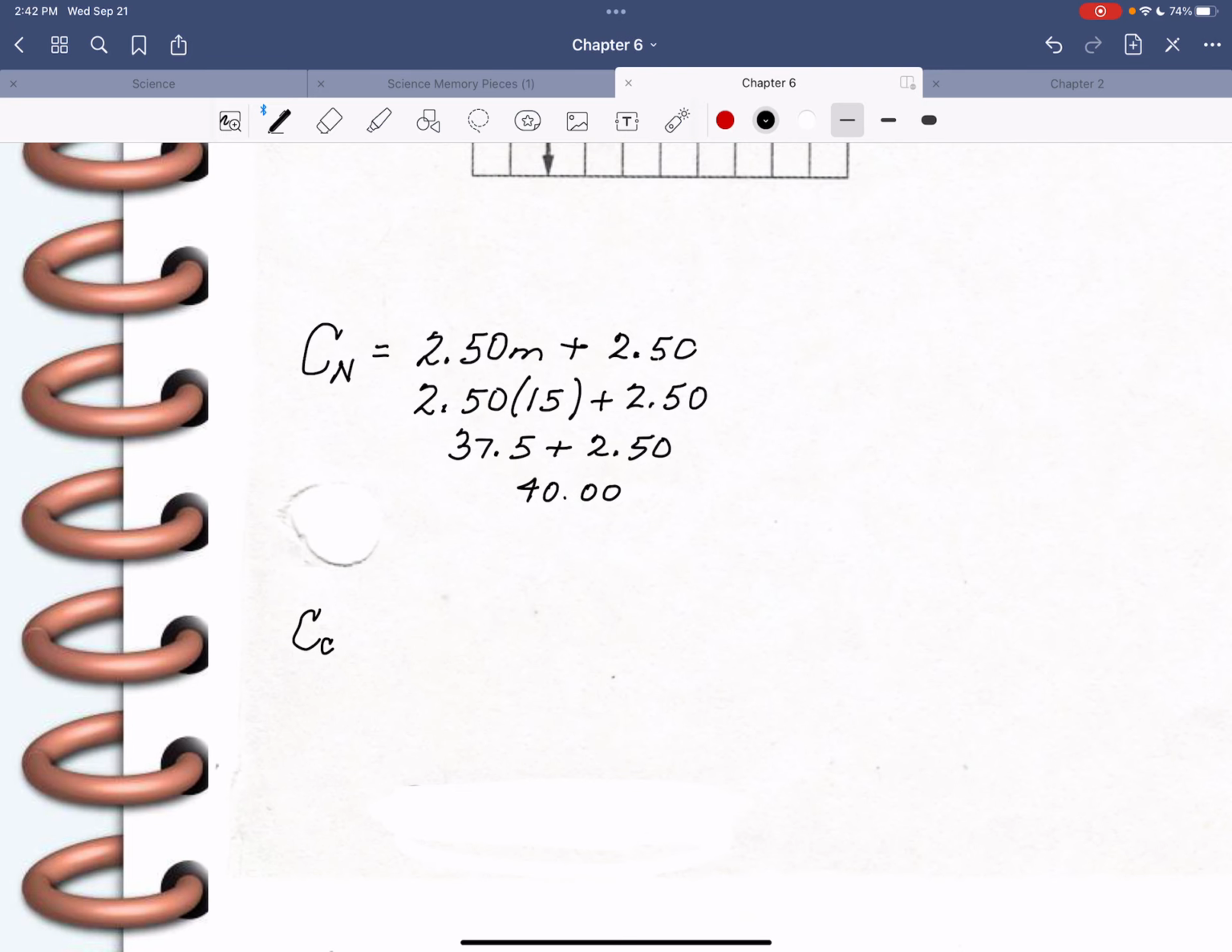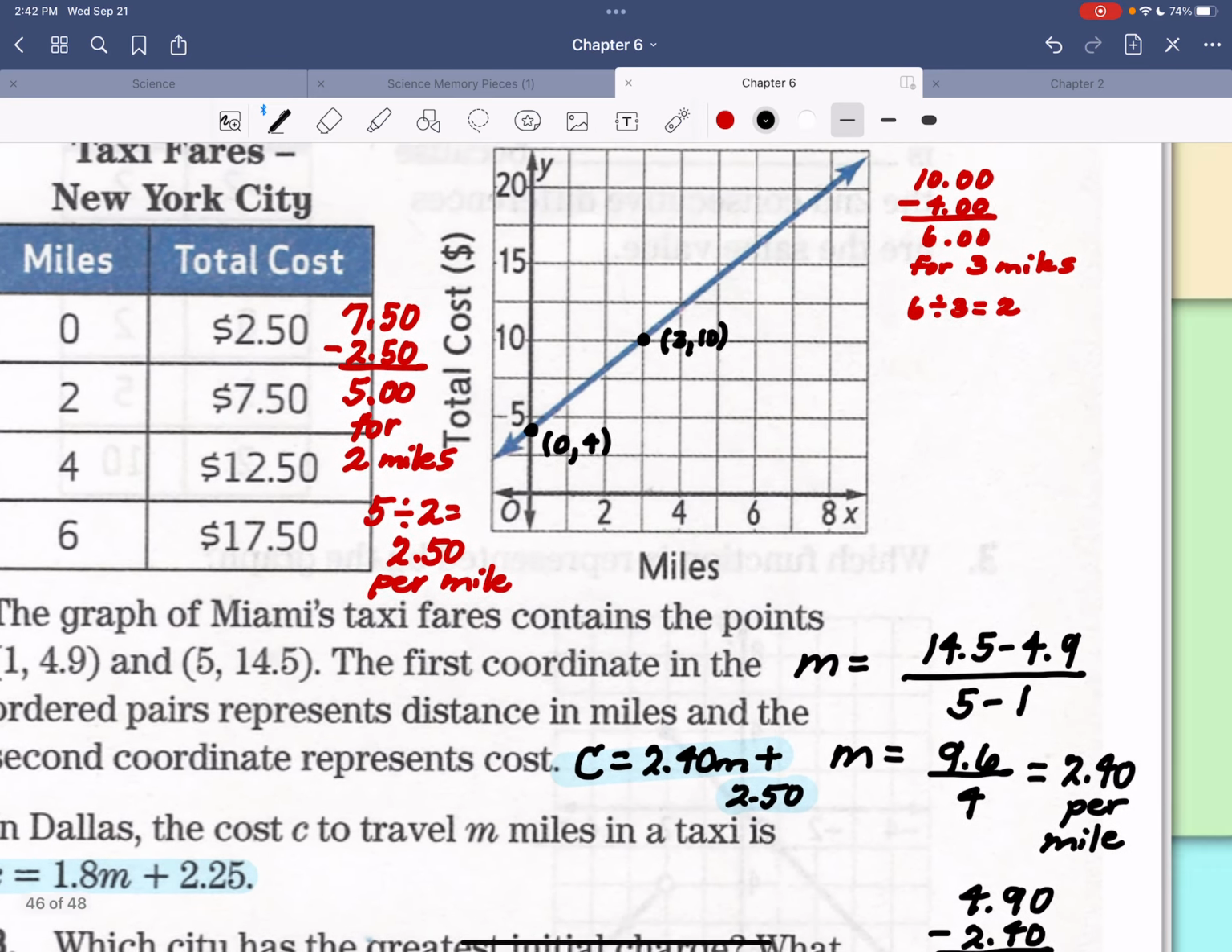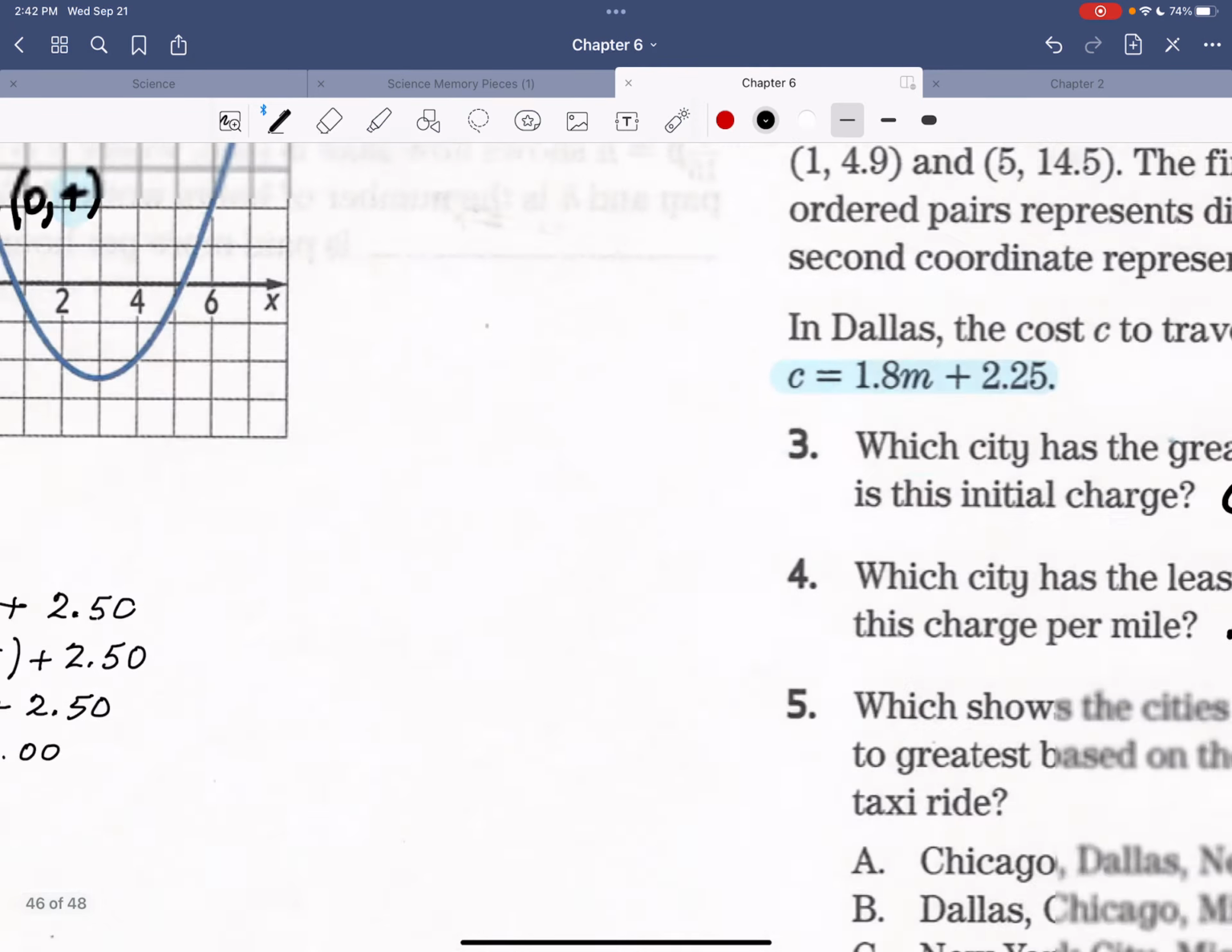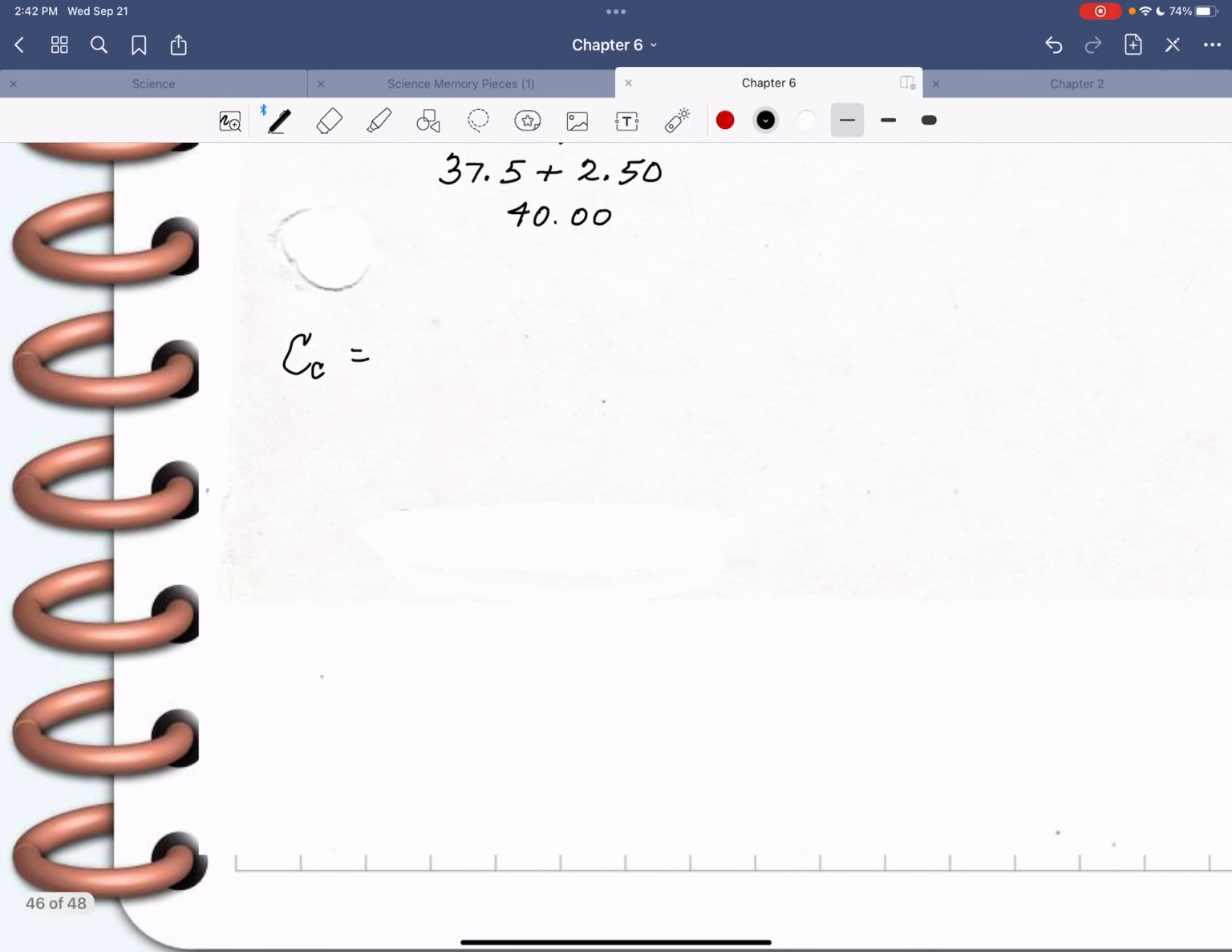The cost in Chicago is 2 and 4. $2 a mile plus $4 initial fee. So $2 times 15 plus 4. That's going to be $30 plus 4, or $34 in Chicago.